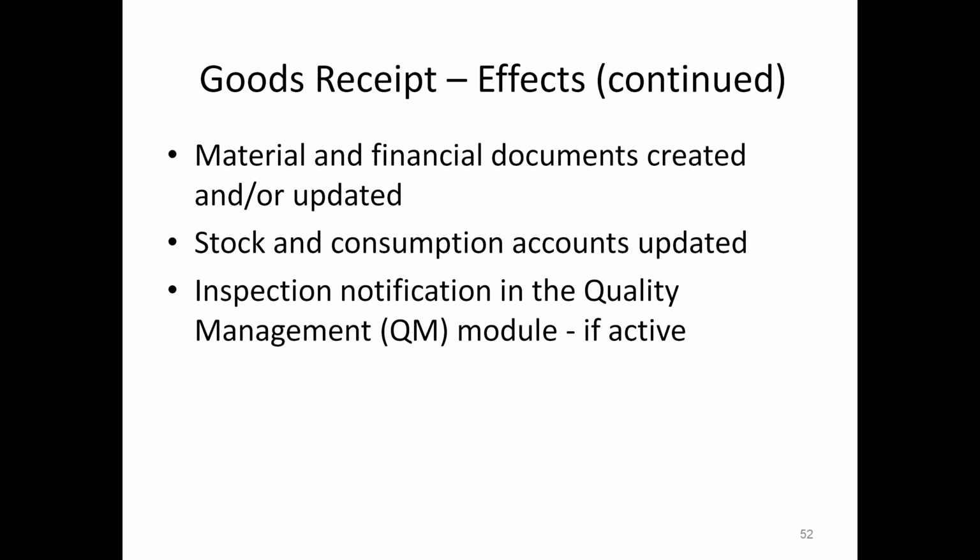Okay. So that is what I was talking about, the material goods receipt effect. Materials and financial documents are created when you do the goods receipt. Your stock and consumption accounts are updated, and the inspection notification in the quality module. Inspection lots are created when you do the goods receipt.